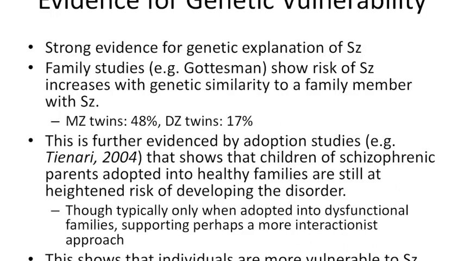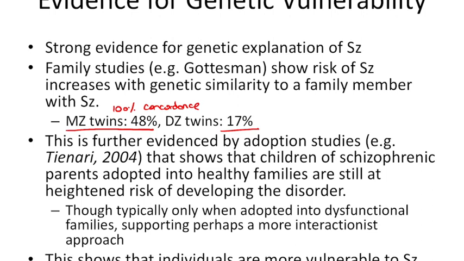So, evidence for genetic vulnerability. Obviously, we looked at Gottesman's research earlier, which provides us with strong evidence for genetic explanations of schizophrenia. So those family studies showed that the risk of schizophrenia increases with genetic similarity to a family member with schizophrenia. So for monozygotic twins who share 100% of their genes, there's 48% concordance, in comparison to dizygotic twins, which showed 17% concordance. So this suggests that the greater the genetic similarity between you and a family member with schizophrenia, the greater risk for you developing the disorder.